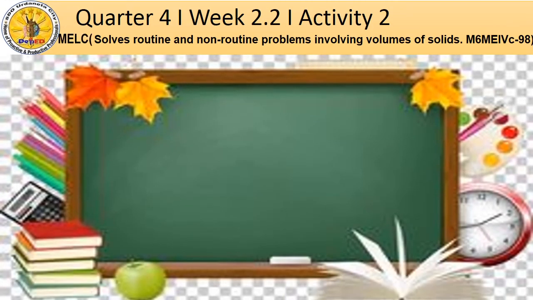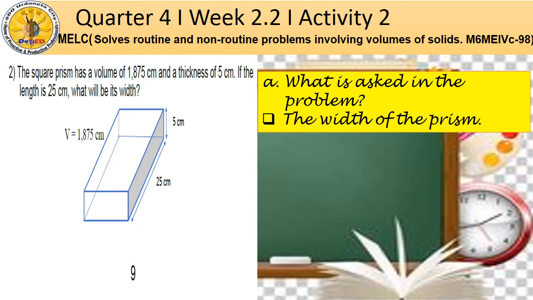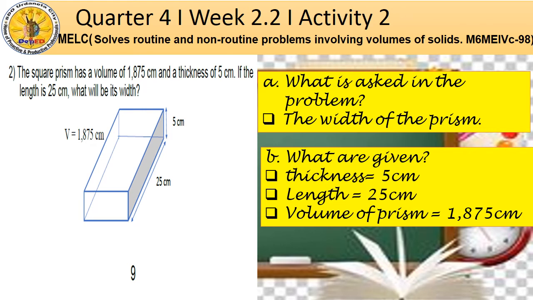In your Activity 2, the square prism has a volume of 1,875 cubic centimeters and a thickness of 5 centimeters. If the length is 25 centimeters, what will be its width? Let us understand the problem. What is asked in the problem? The width of the prism. And what are given? The thickness of the prism measures 5 centimeters, the length measures 25 centimeters, and the volume of the prism is 1,875 cubic centimeters.